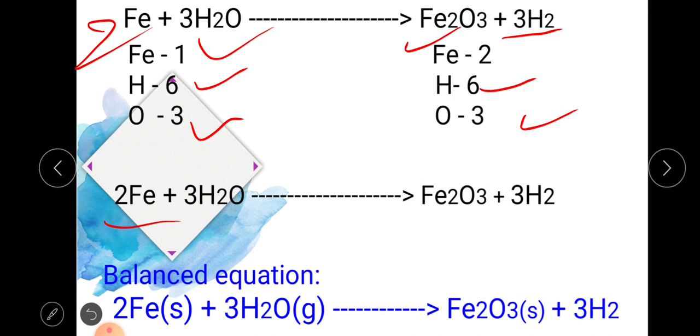Okay, the final equation is: iron in solid state reacts with steam, that is in gaseous state, to give rust, that is iron oxide, Fe2O3, plus 3H2. This is the final balanced chemical equation. This reaction you should write finally. Next we'll balance the second equation.